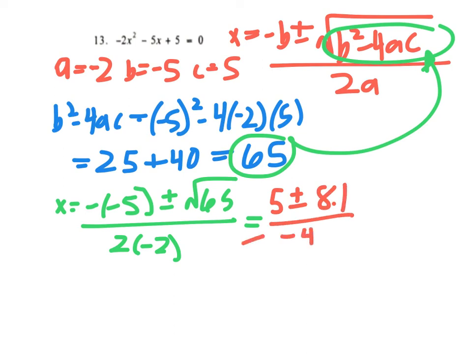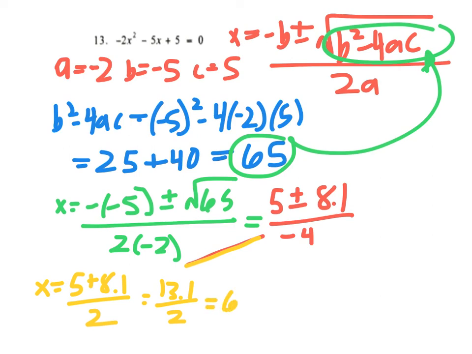Again, we're going to break that into two parts. Let's do one over here. X equals 5 plus 8.1 divided by 2. We'll solve that one and then we'll do the other one. If I do 5 plus 8.1, I get 13.1. And when I divide that by 2, I get 6.6 as my final answer.